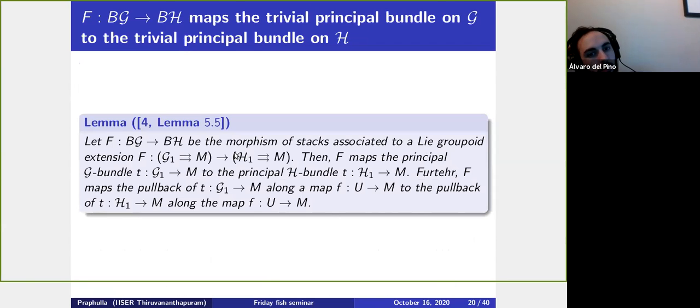Yeah. So for that I need some small result. So what does it say? It says if I start with a Lie group extension and the corresponding morphism of stacks, this morphism F, this BG has a special element, the trivial principal G bundle. It says F maps the trivial principal bundle to the trivial principal bundle of H. Further, if I take a pullback of this trivial principal bundle, it maps to the pullback of the trivial principal H bundle to M. So this result I have used.